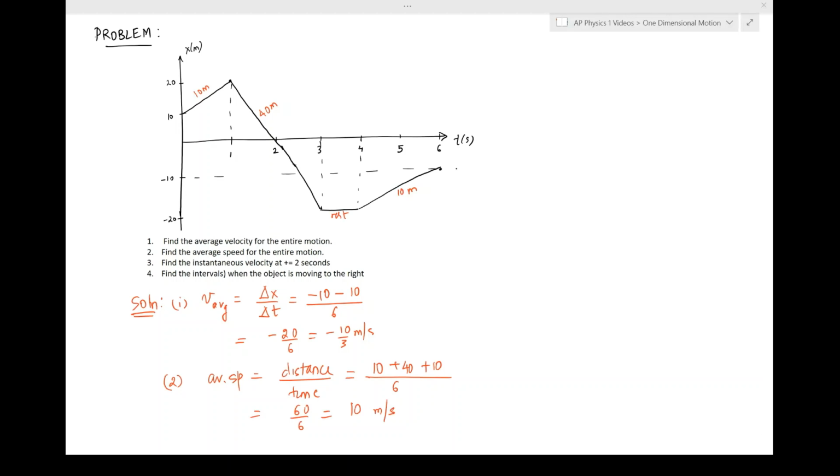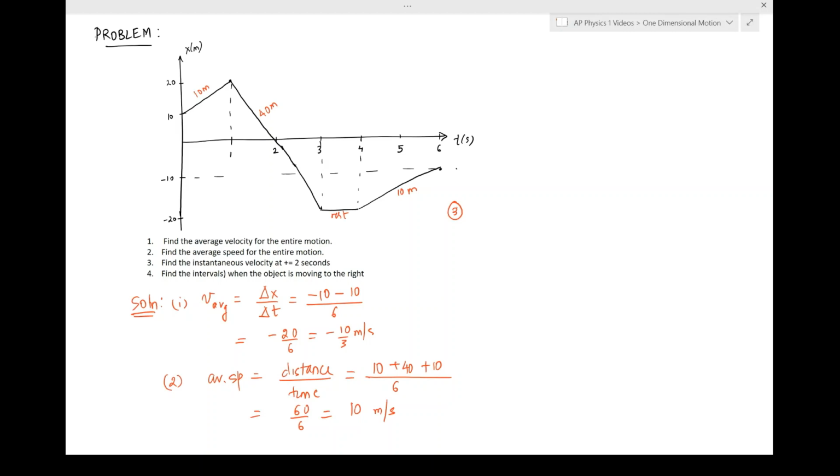All right, now we're ready to tackle the next question, which is the instantaneous velocity. If you remember from the previous video, by instantaneous velocity, we mean the velocity at a particular instant of time. But given a graph, to find the instantaneous velocity, what you do is you draw a tangent to the graph at the point and find the slope of the tangent line.